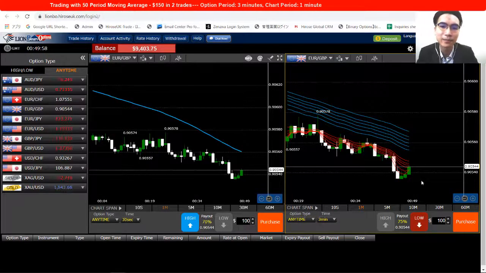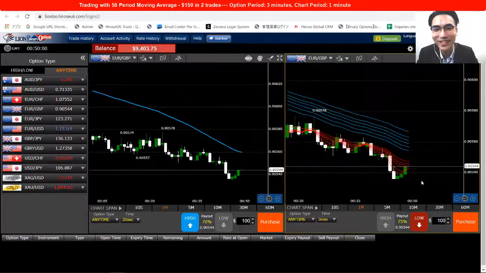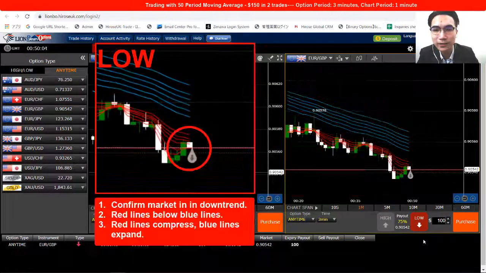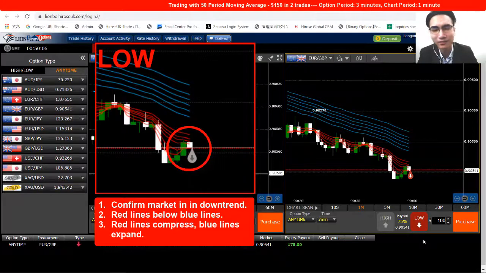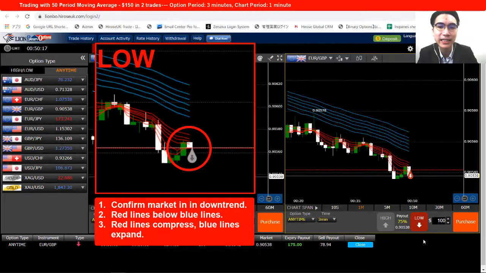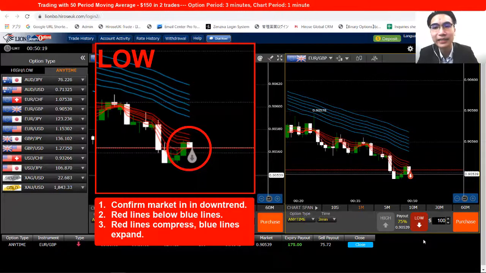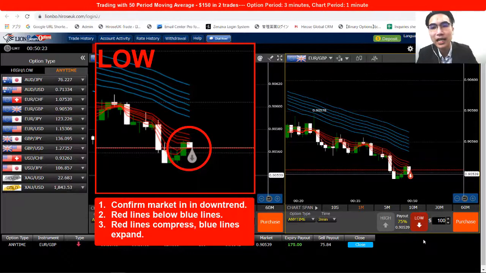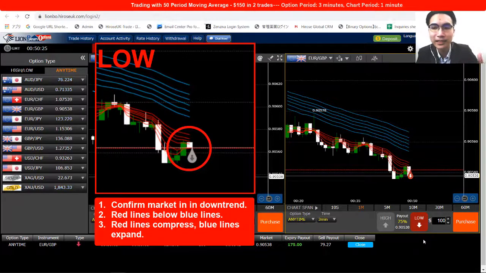Okay, so now let me place the trade first, and I will tell you how we can do it. I placed a low there because, as I mentioned quite many times before, the timing for you to open a low option by using the GMMA is to first identify there is a downtrend. And second, we will wait for the red lines to compress and the blue lines to expand, and then we will open the low option there.